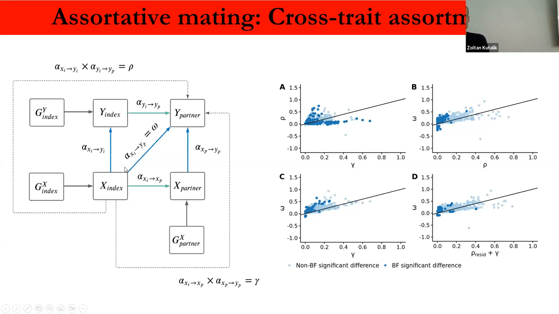Both of them are smaller than the total effect that we observe. But if you put the two of them together, of course, the two paths are somewhat correlated. And if you correct for this correlation in some imperfect way, we pretty much get back the total effect. So we see very little evidence of a diagonal effect from one trait of an individual to another trait of the partner which is not going through one of these two paths, which is quite reassuring in my opinion.